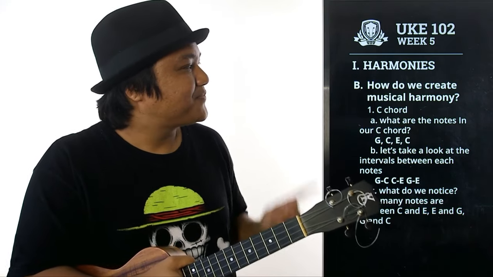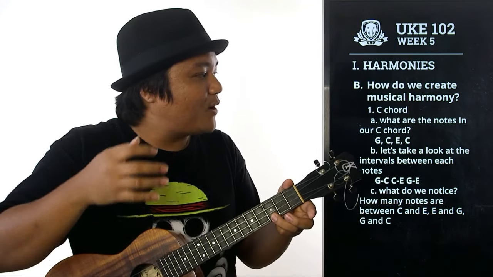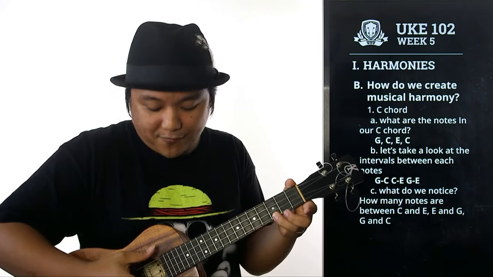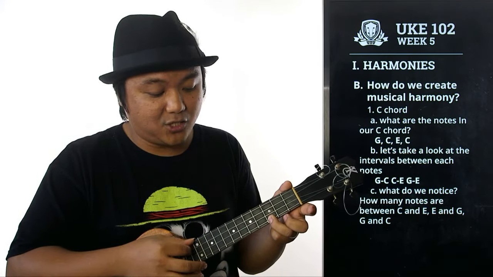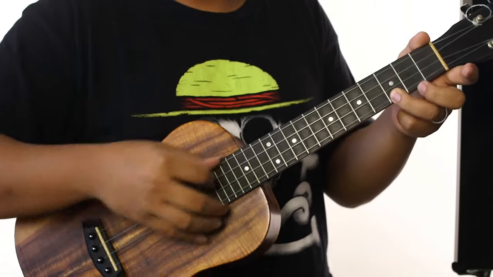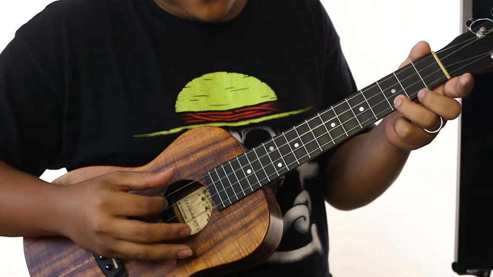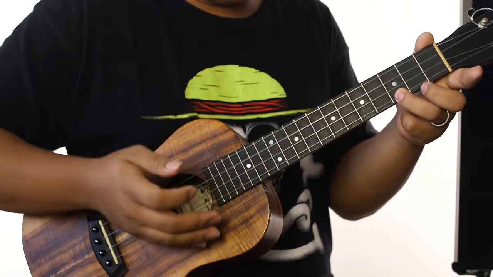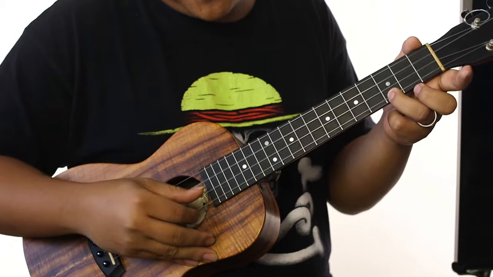Okay, so how do we create musical harmony? Let's play the C chord. What are the notes in our C chord? If all of these are in harmony together, we can take two notes and they will sound good together when we play them together. So these two sound pretty good. These two, and then these two.